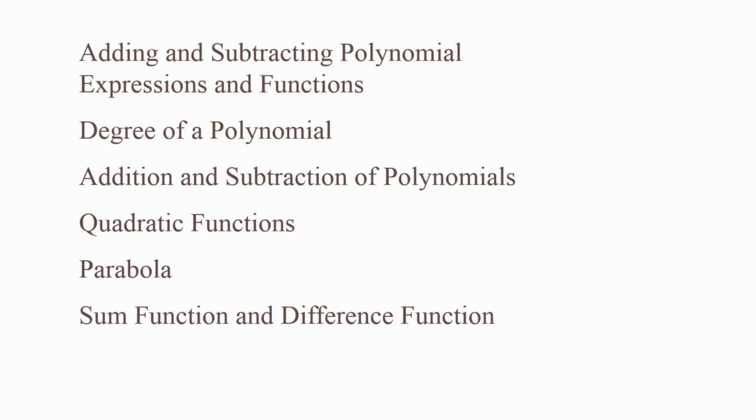Adding and subtracting polynomial expressions and functions. Degree of a polynomial. The degree of the polynomial is the largest degree of any non-zero term of the polynomial. Addition and subtraction of polynomials. When you add polynomials, you combine their like terms by adding the coefficients. To be a like term, you have to have the same variables and exponents. When you're subtracting polynomials, you need to distribute the minus sign through the second polynomial, then add your like terms.